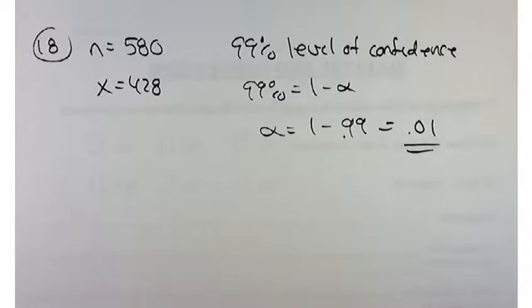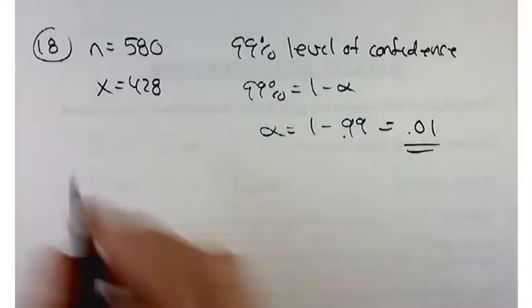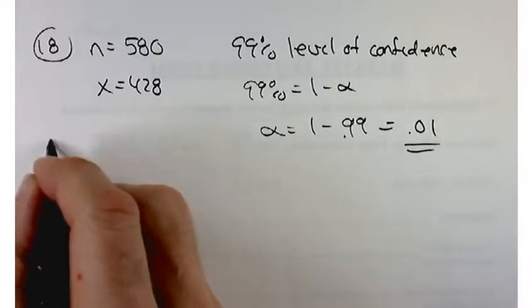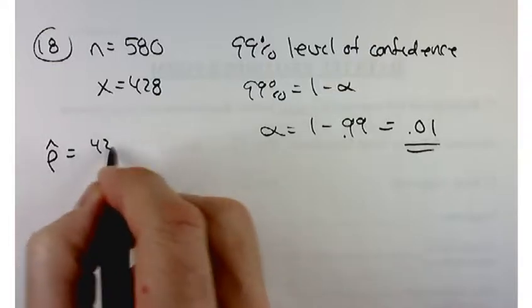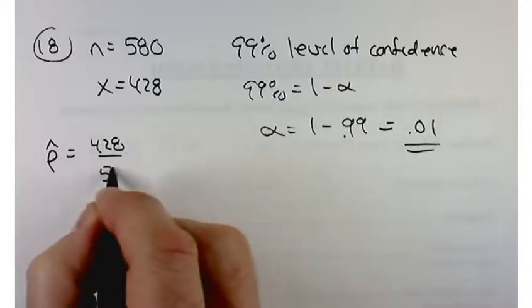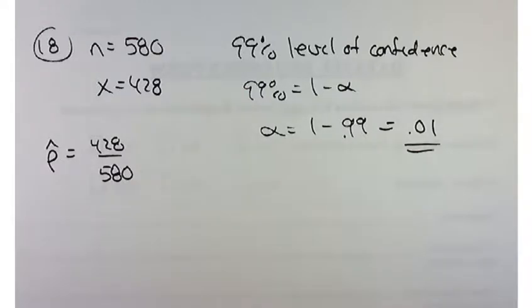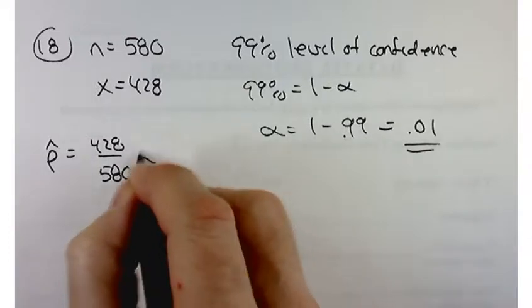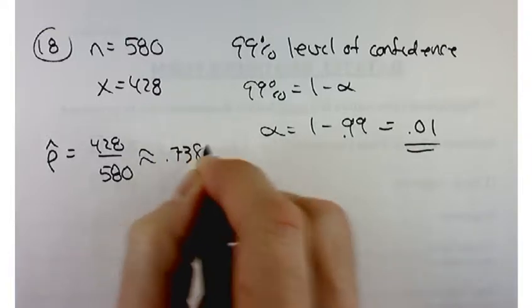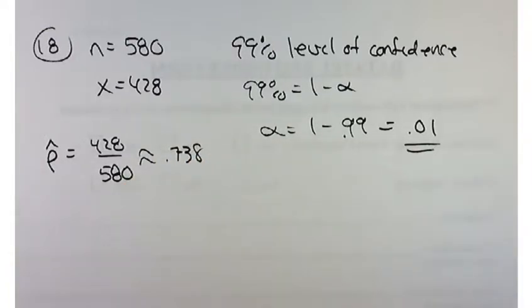Let's see if we can find a couple things. We already set up a fraction for p hat. That was 428 divided by 580. 428 divided by 580 gives me 0.738. That's one drawback about Statistic, that it doesn't actually give you p hat in all the output, which I'm not sure I understand, but it's not a hard calculation.